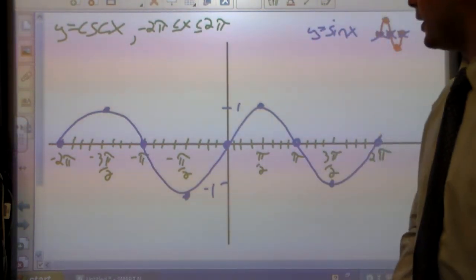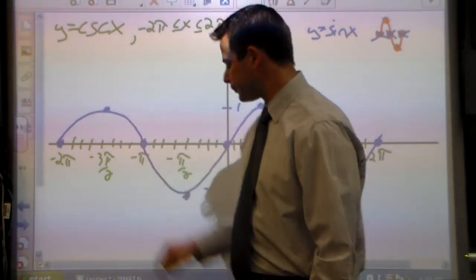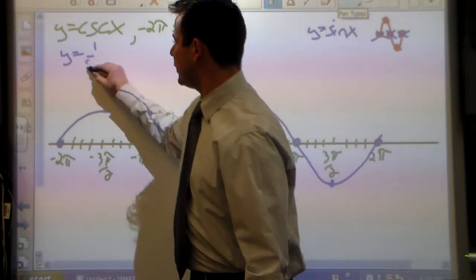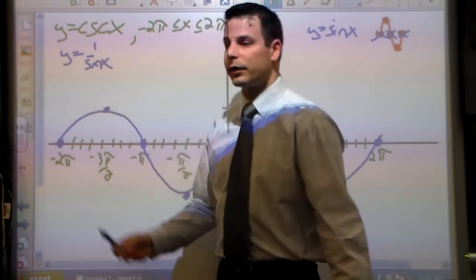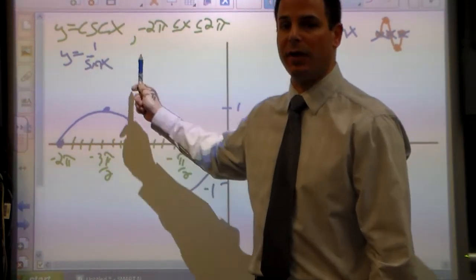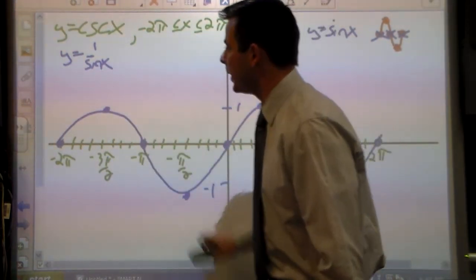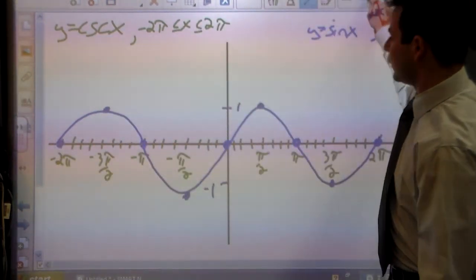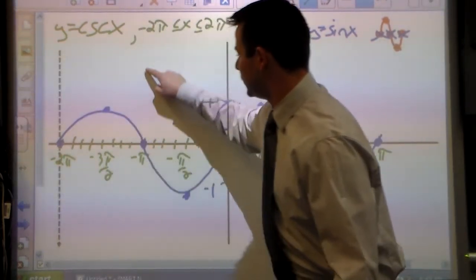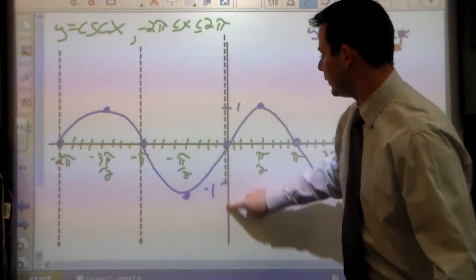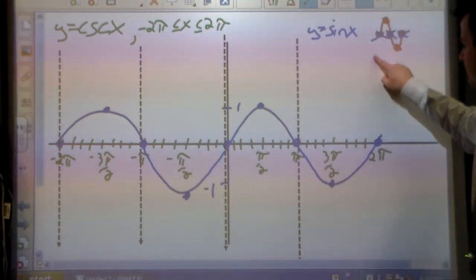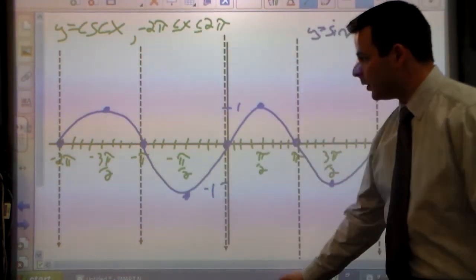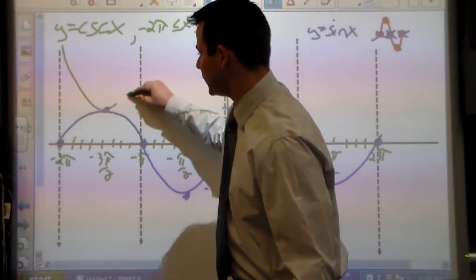Now, the only reason we did this is to help us graph cosecant. Remember that y equals cosecant x is equivalent to y equals 1 over sine x. So wherever sine is 0, this fraction is undefined. So we're going to put a vertical asymptote in there. Now sine is 0 whenever it crosses the axis. So let's put in some asymptotes wherever it crosses the axis. Okay, and then what we'll do is just connect our graphs. So here is the graph of cosecant.